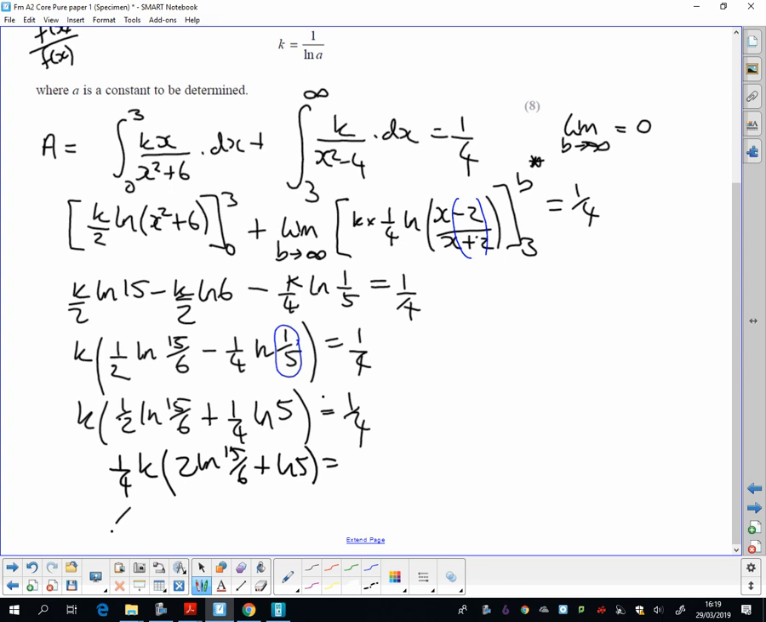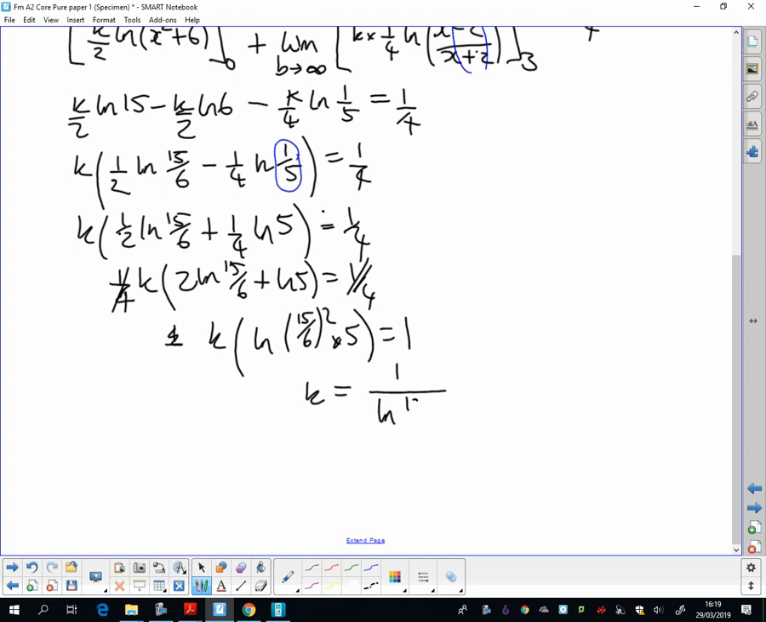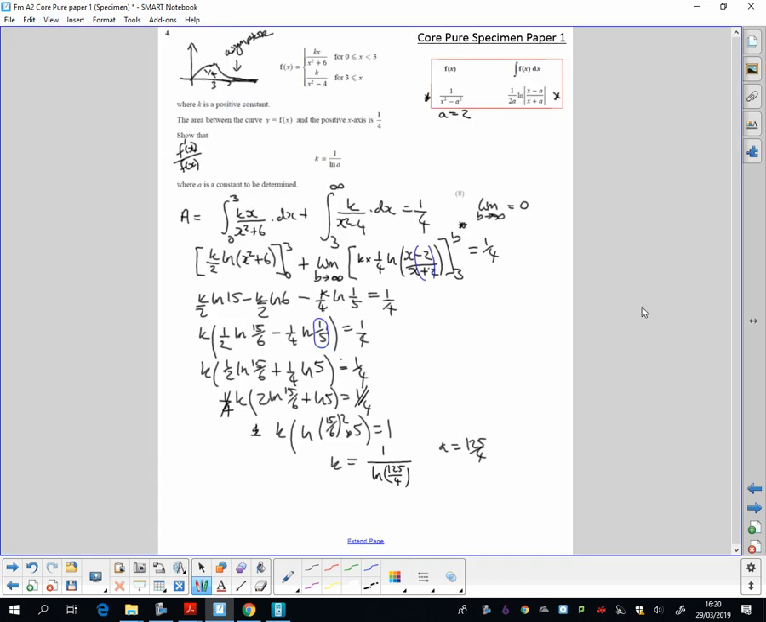plus ln 5. And it's just a case of keep going, combining your logs. You can do some fewer steps if you are confident working with logs. So we can now cancel out the quarter on both sides. So k times ln of 15 over 6 squared times 5 equals 1, which when you actually work it out, it's going to give us k is 1 over ln of 125 over 4, which looks pretty horrible, but it is true that it is 125 over 4. Don't be put off if some of your answers aren't necessarily integers. It doesn't say it's an integer, it just says it's a constant.